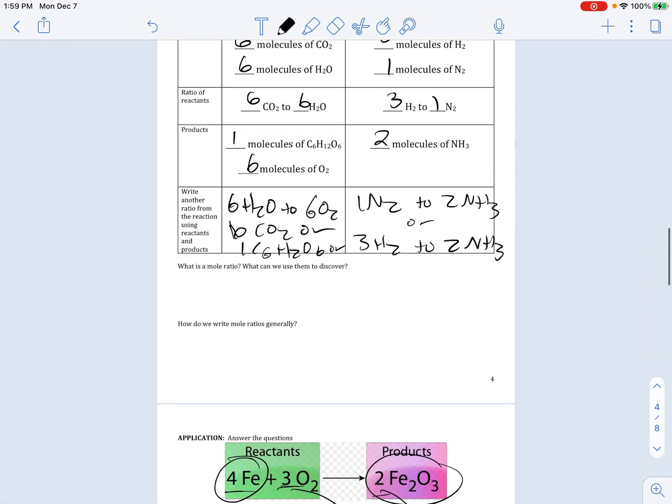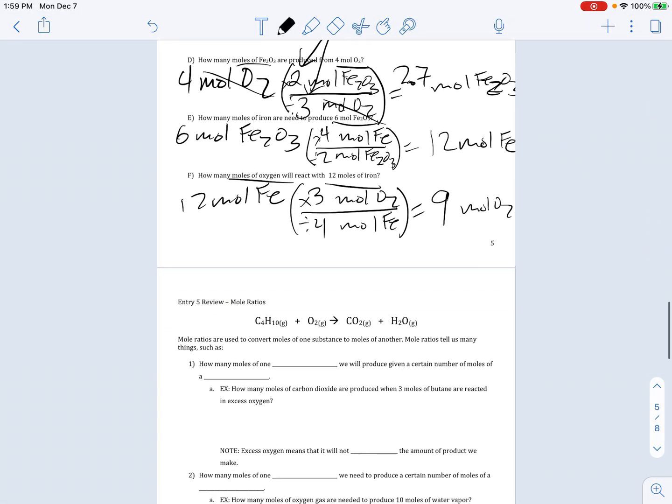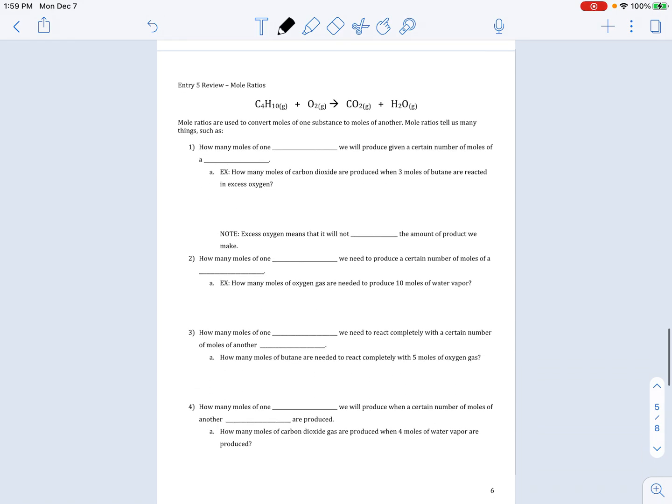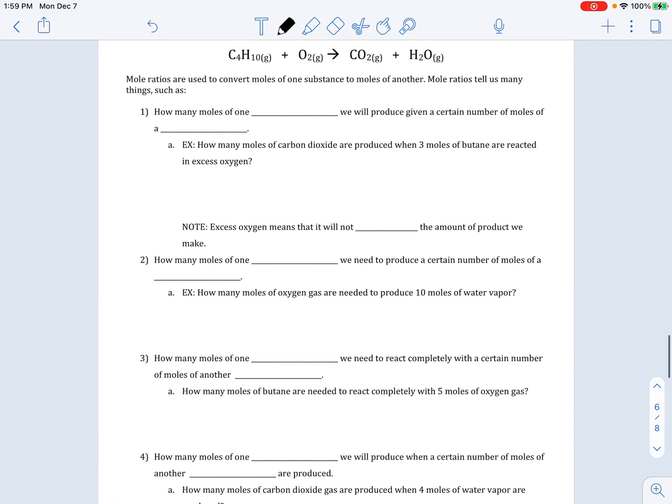Okay, so we're going to go over our mole ratio stuff here. I'm going to go over a few bonus problems right here. So basically, the blanks here are just telling you the different ways that we can use a mole ratio.